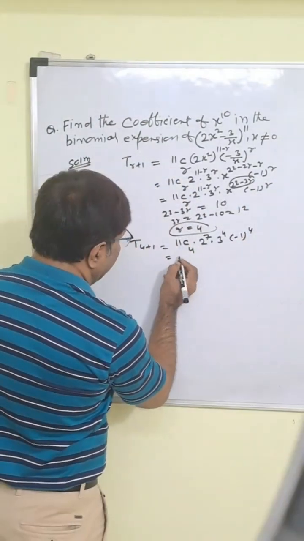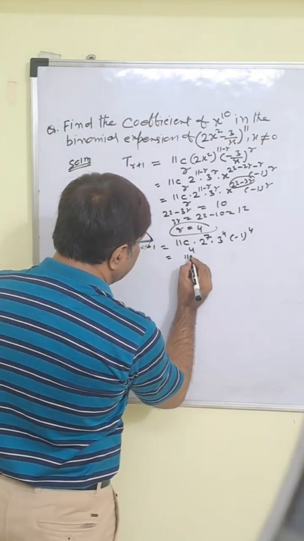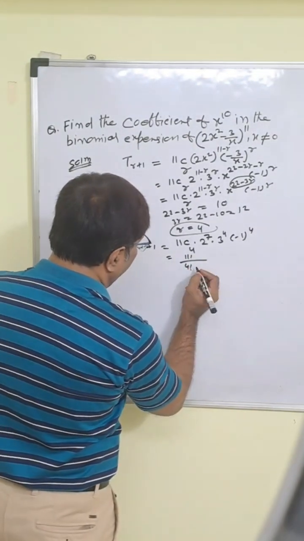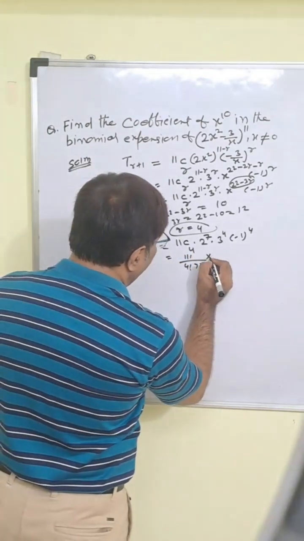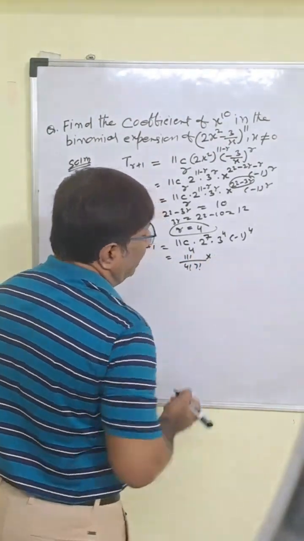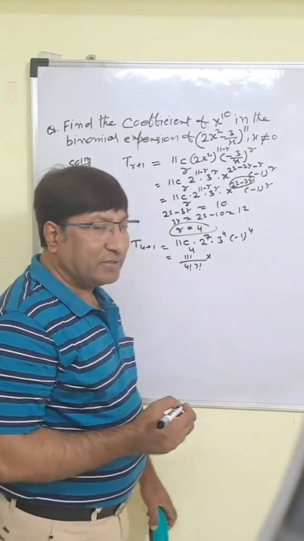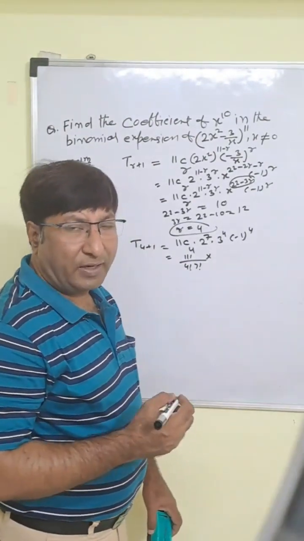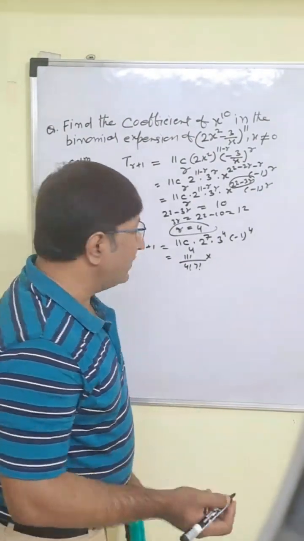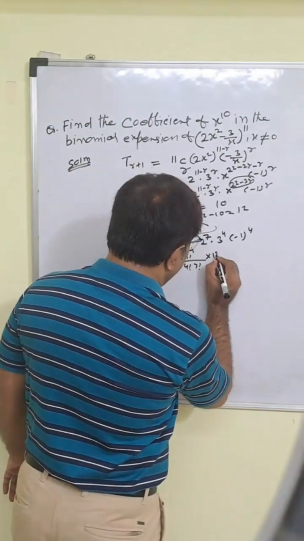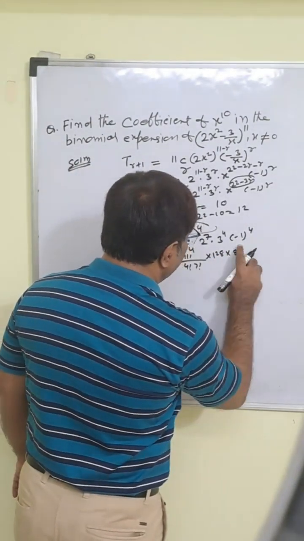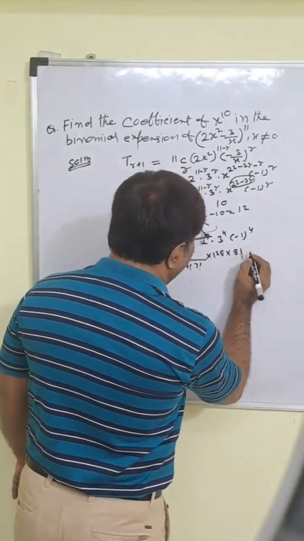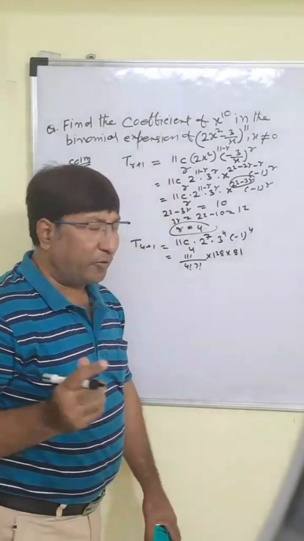So our answer will be 11 factorial over 4 factorial 7 factorial, where 11 minus 4 is 7, and 2 power 7. 2 power 4 is 16, 2 power 5 is 32, 6 is 64 and 7 is 128. So this is 128. 3 power 4 is 81. And minus 1 to the power 4 is positive 1.